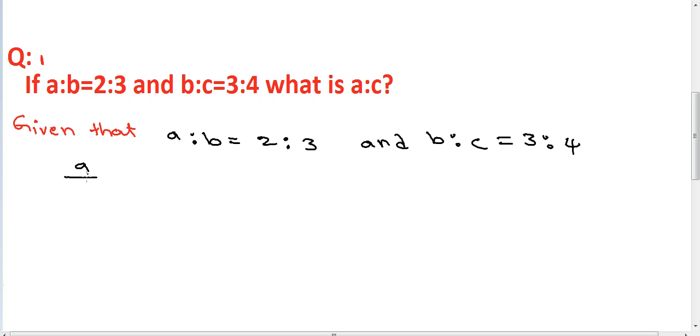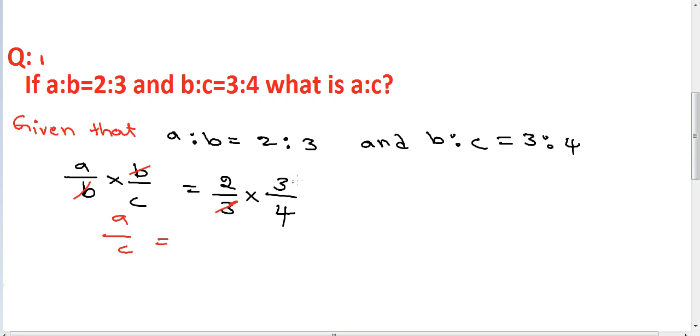A by B into B by C equals 2/3 into 3/4. B and B cancel. A by C equals, 3 cancels, 2 1s are 2, 2 2s are 4, that equals 1/2. A is to C equals 1:2.